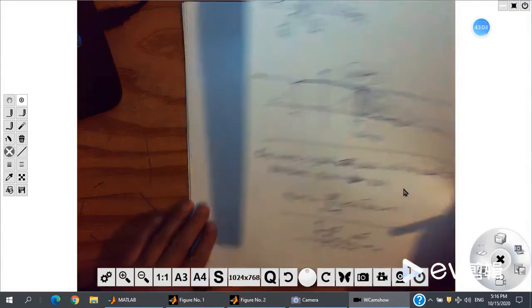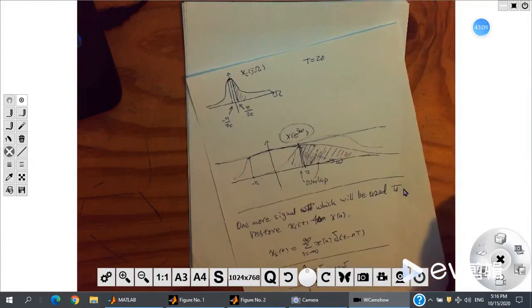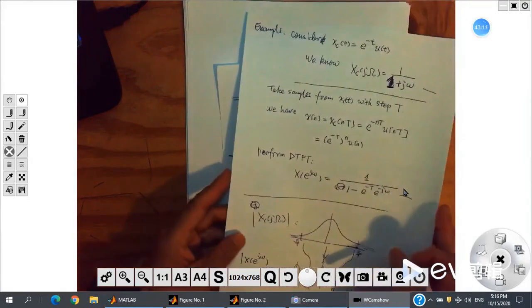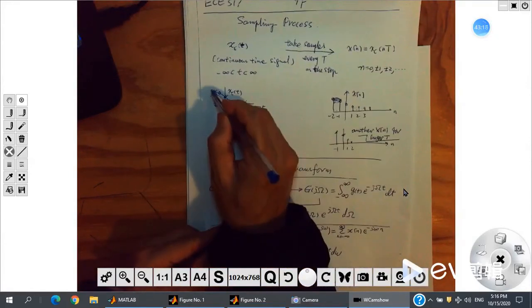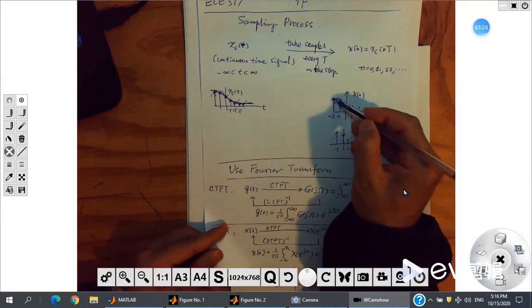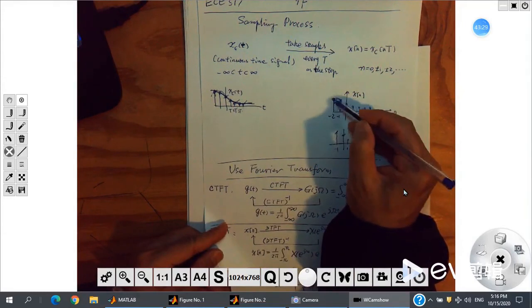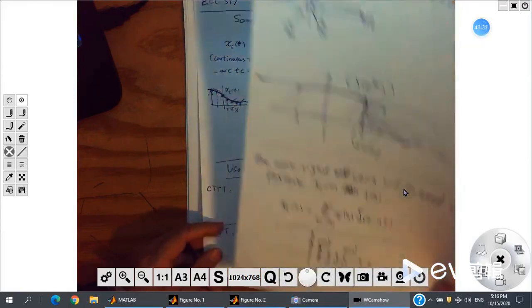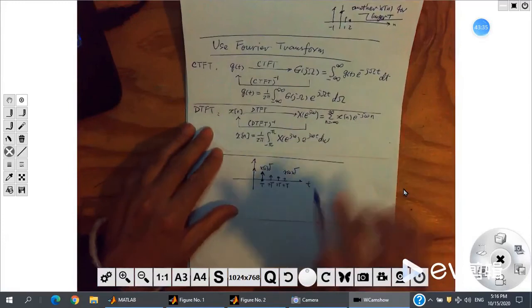So what happened here is we take samples. The original one is a curve. This is a signal in the time domain. It is a curve. Then we take samples, and we have a sequence of values. Now we have another signal, this one.